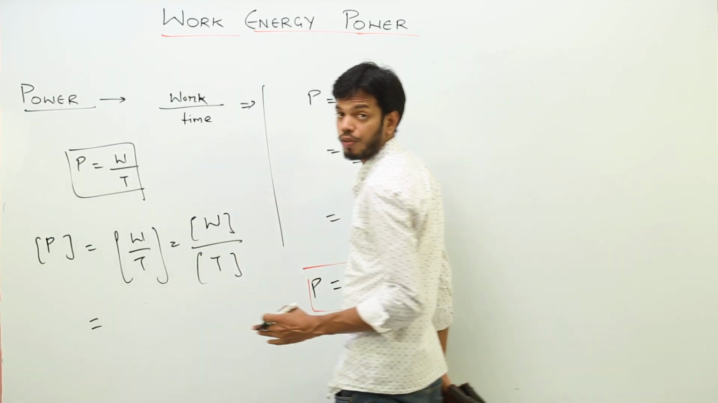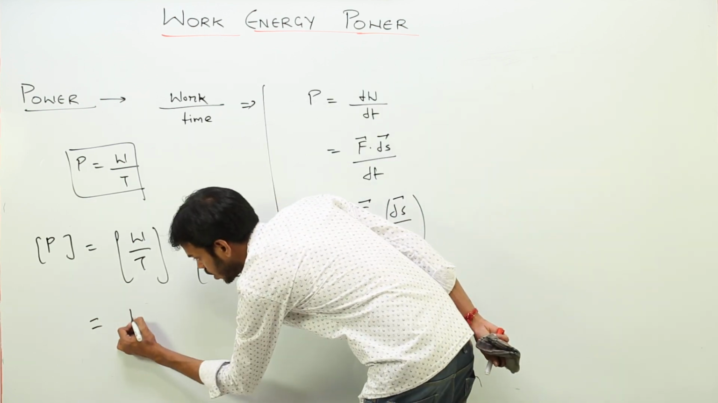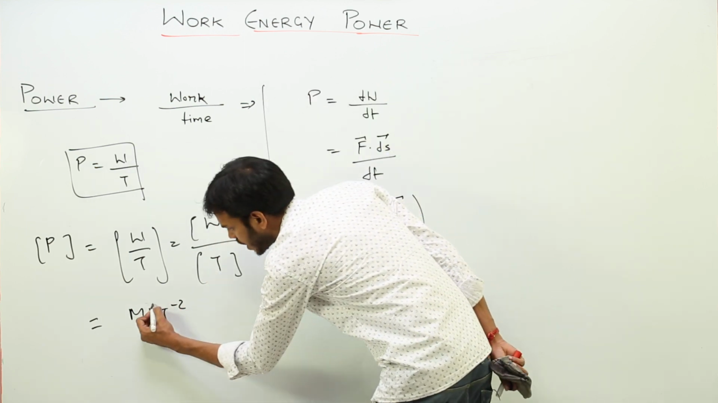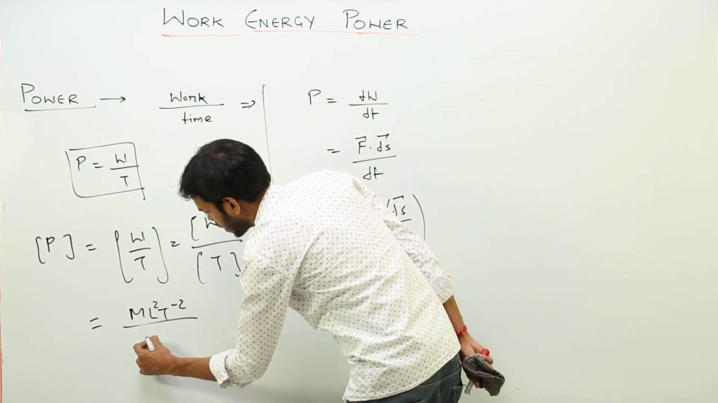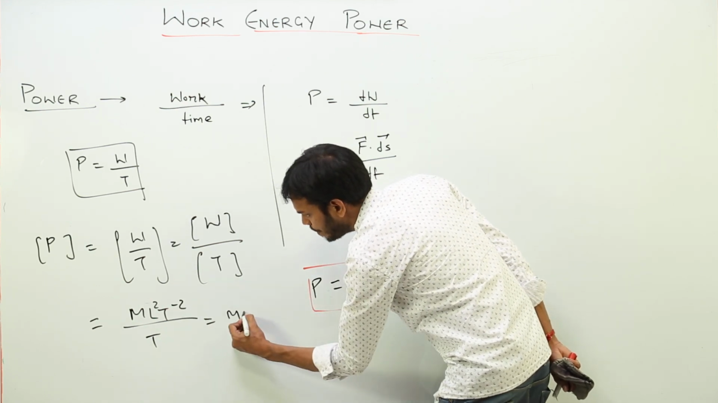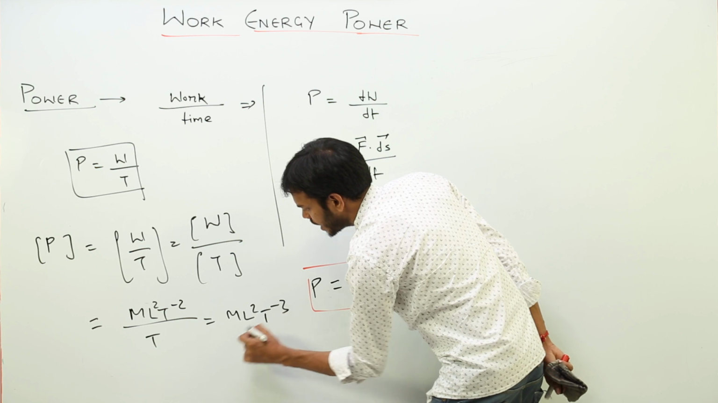The dimensional formula of force is MLT minus 2. This becomes MLT minus 2 into displacement. So this becomes L square over time T. So the dimensional formula of power becomes M L square T minus 3.